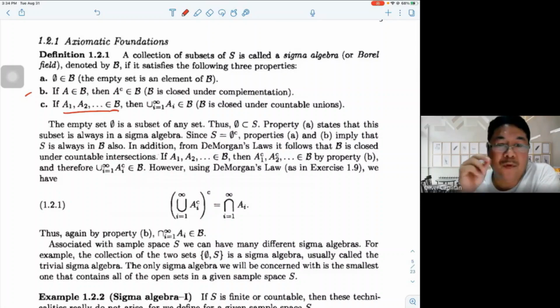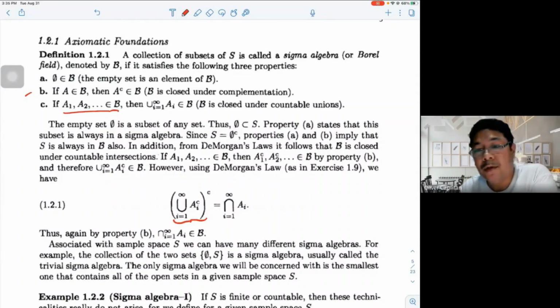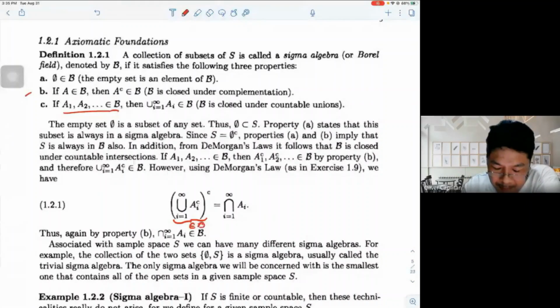So in other words, A sub 1 complement, A sub 2 complement, and so on and so forth. These are events or elements in script B, using property B, because it is closed under complementation. And since script B is closed under countable union, we have the countable union of the complements of the A sub i's, i from 1 to infinity, which is also an element of script B. This is according to property C.